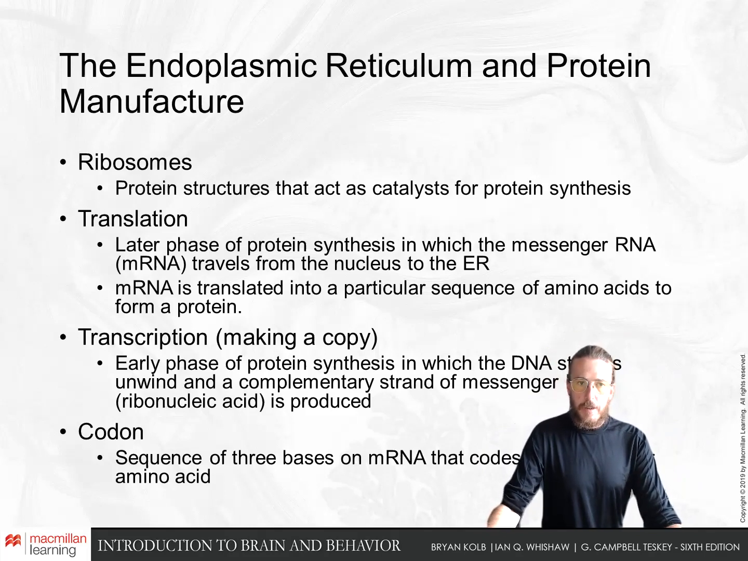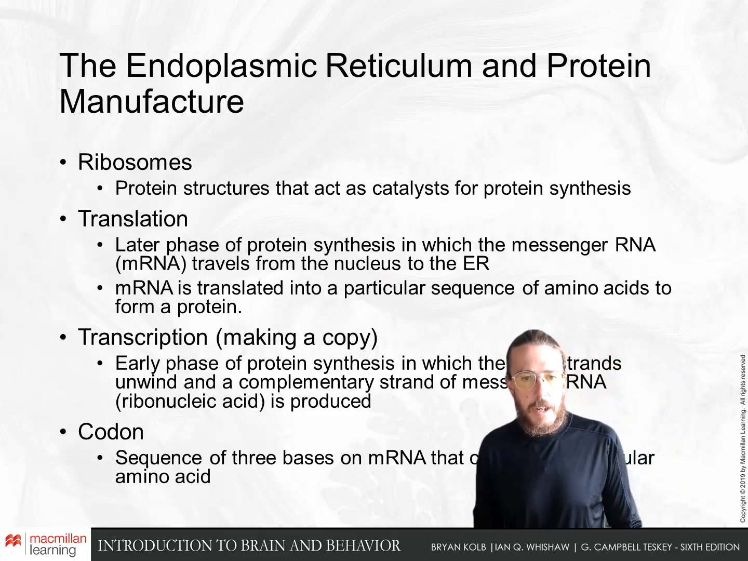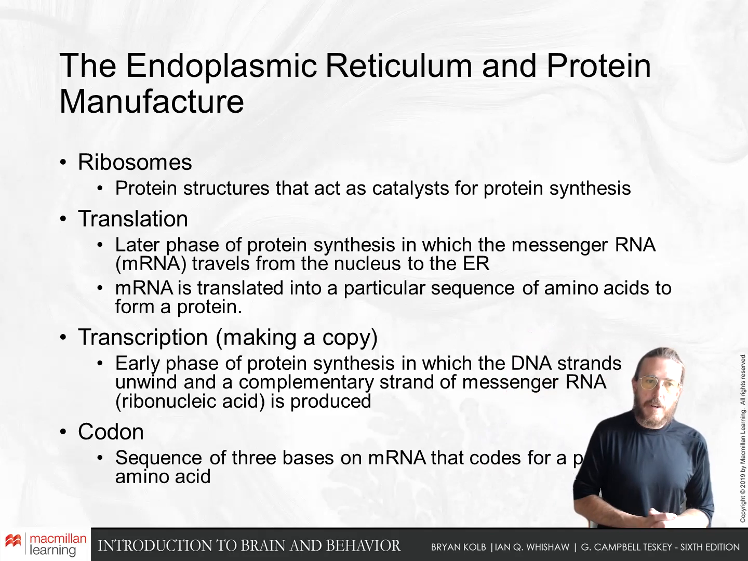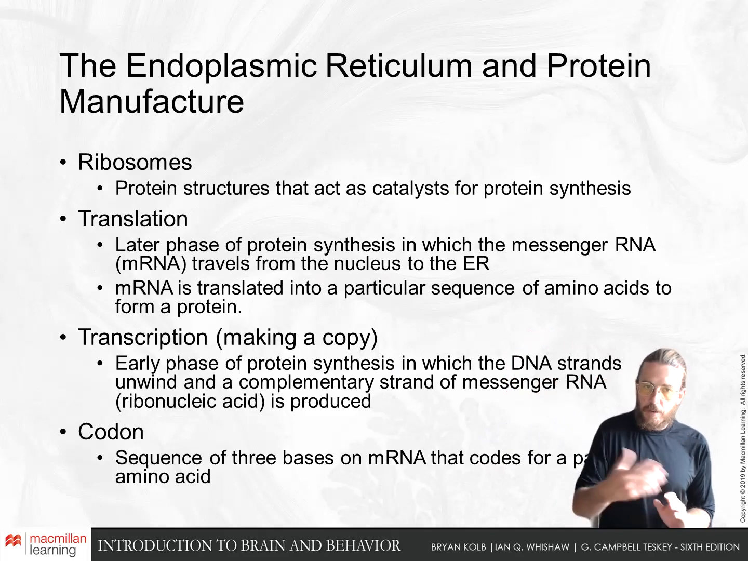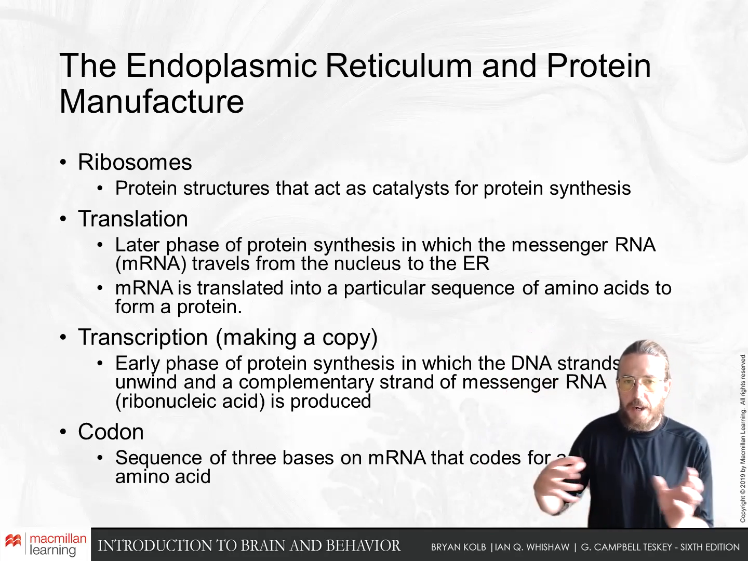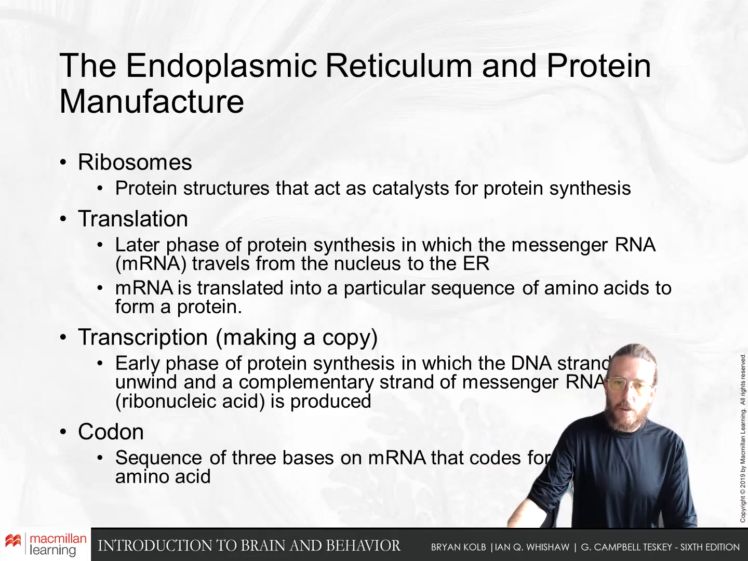Translation is one of the later phases of protein synthesis in which these messenger RNAs travel from the nucleus to the endoplasmic reticulum, and they're translated into the amino acids to form a protein. Transcription, on the other hand, is the earlier phase in which the DNA unwinds and this strand of messenger RNA is produced that creates the code.